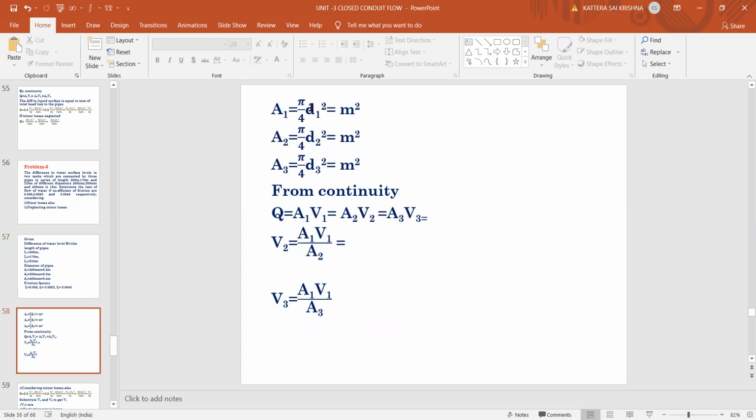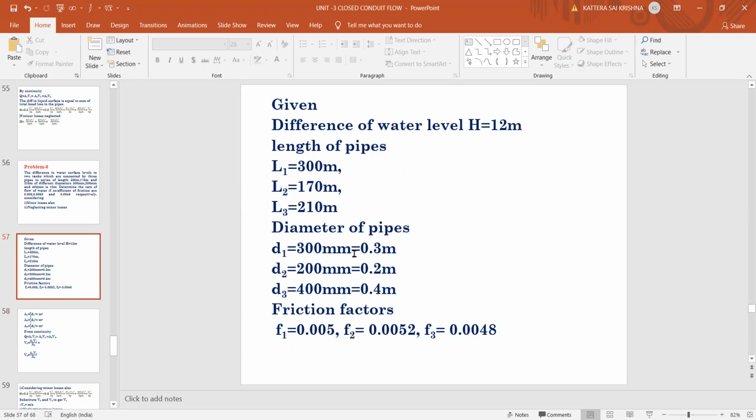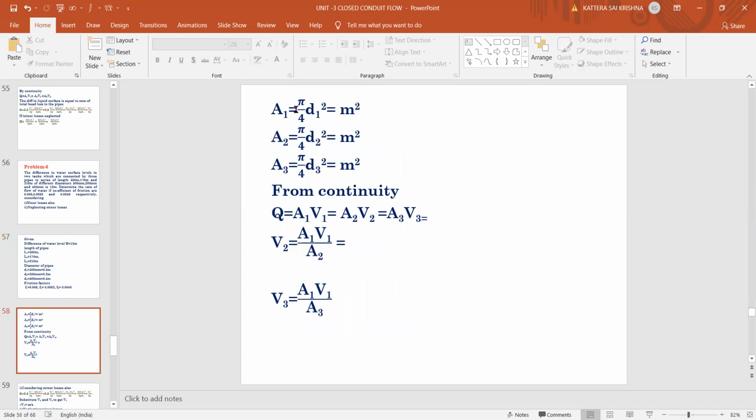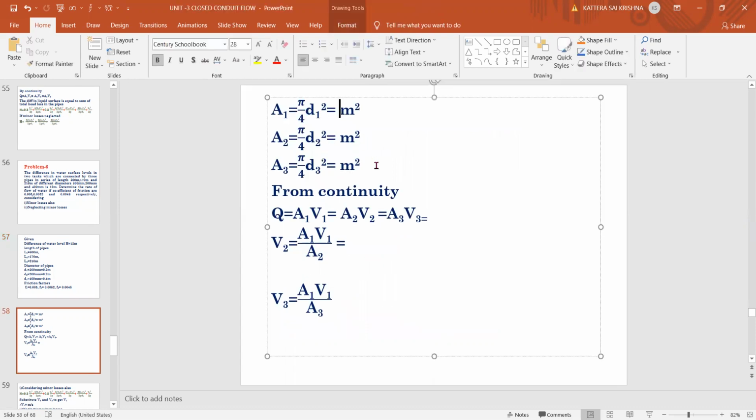Okay. So first we will find the areas of all the three sections of pipes. So first diameter is 0.3. So area A1 is pi by 4 into 0.3 square. So please calculate the value of area 1. Pi by 4 into 0.3 square. 0.0706 meter square.